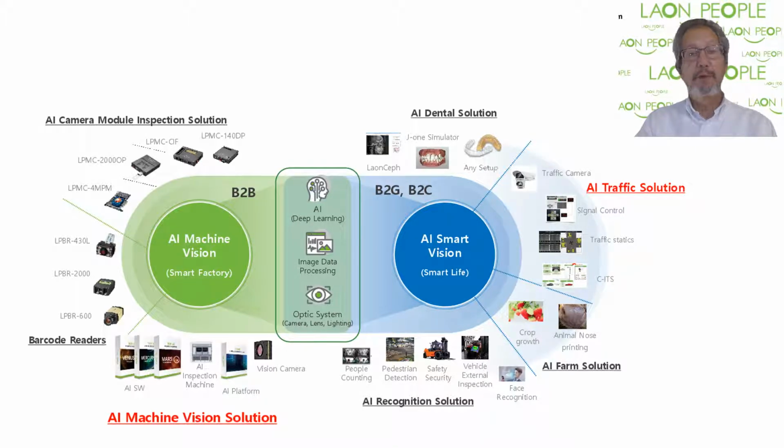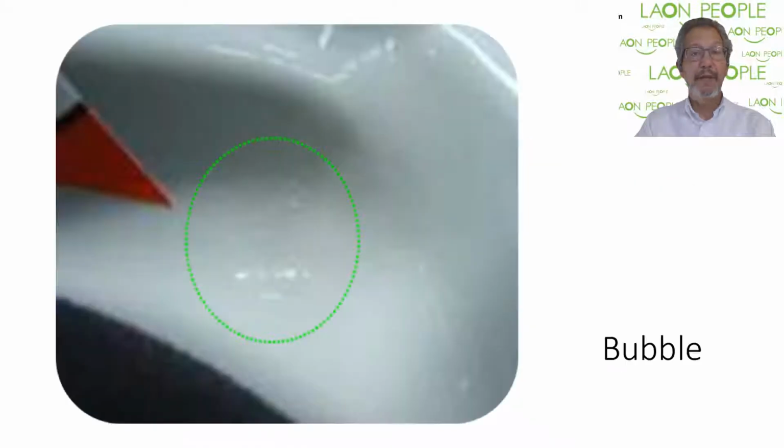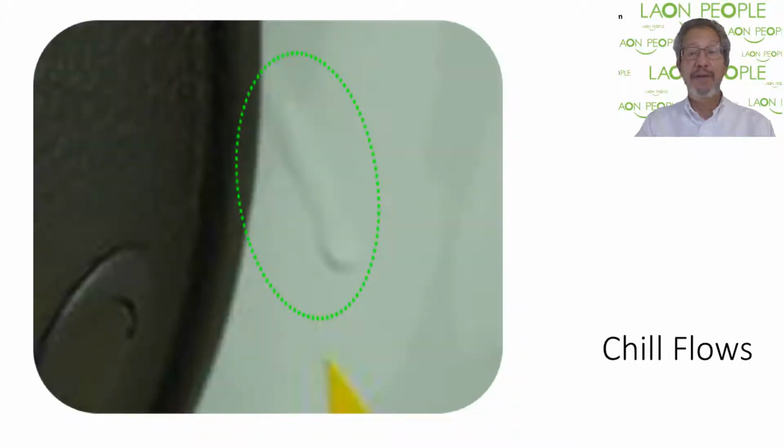Now, the problem with automobiles is you have very large, very highly reflective surfaces, non-planar, and you have a lot of different types of defects. Let's just take a look at those defects so you can see what the problems are that you're up against. Here are bubbles. These can be under the paint. They are generally pretty small for something like a car, but they're hard to see. Same way with chill flows.